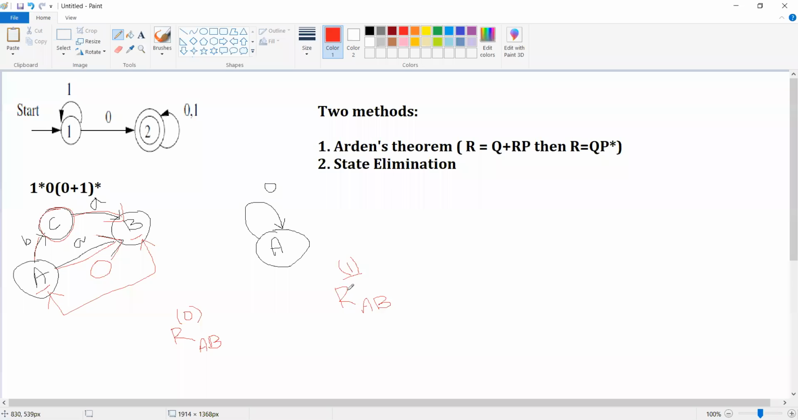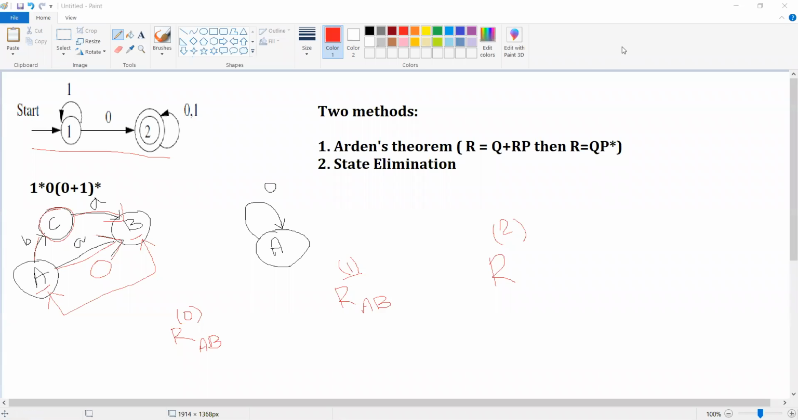Now to what level we need to write this? R power 1, R power 2, till R power n we can write? Yes, we can write, but where n should be equal to the number of states present in your state transition diagram. Now please observe, in this state transition diagram I have 2 states, so the maximum R power value which we can take is R power 2.